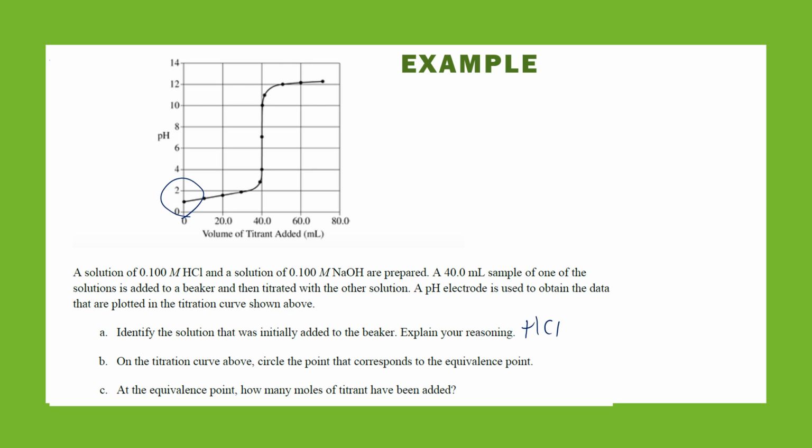And then on the titration curve, circle the point that corresponds to the equivalence point. The equivalence point will be right here, right at 40 at a pH of 7 because you have a strong acid titrated with a strong base.